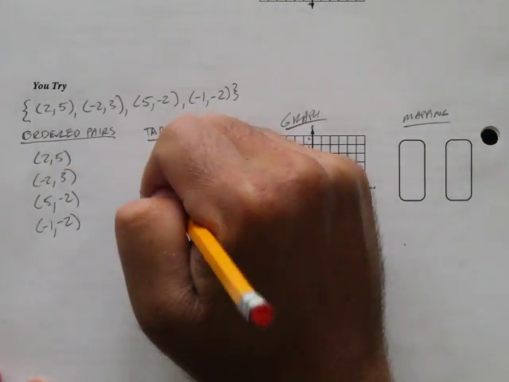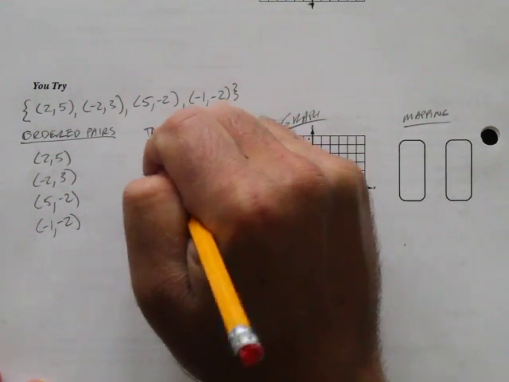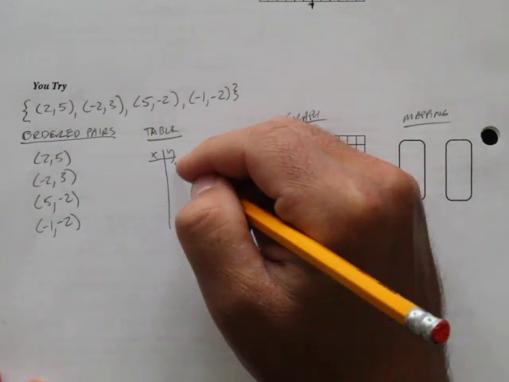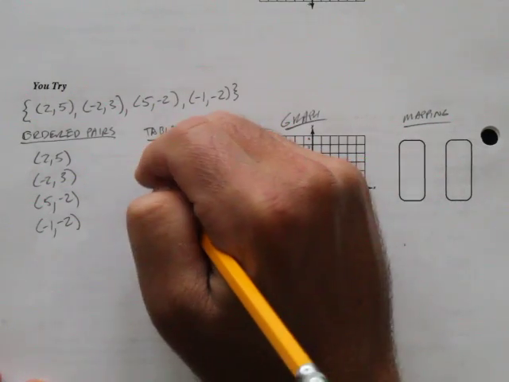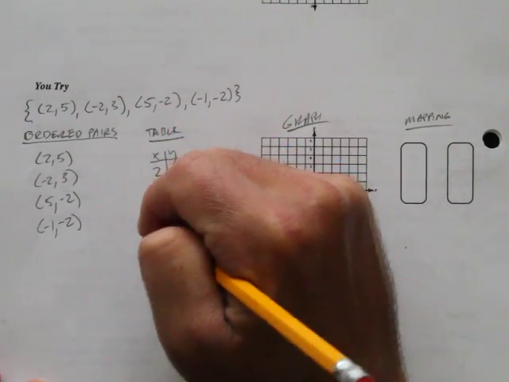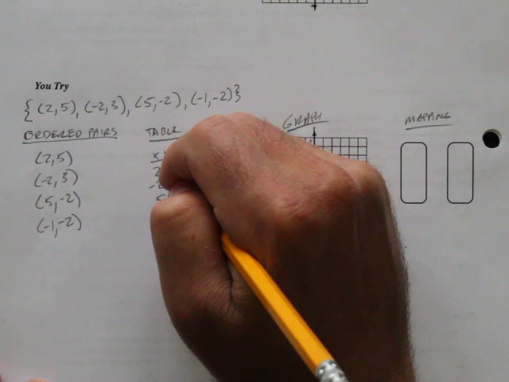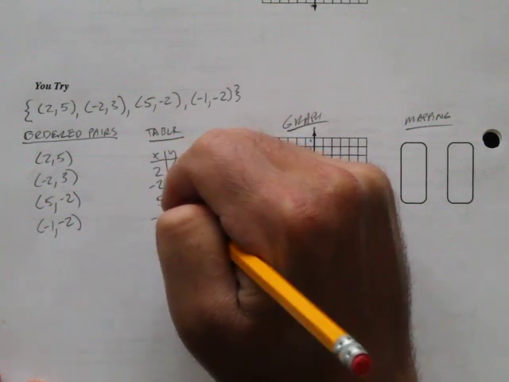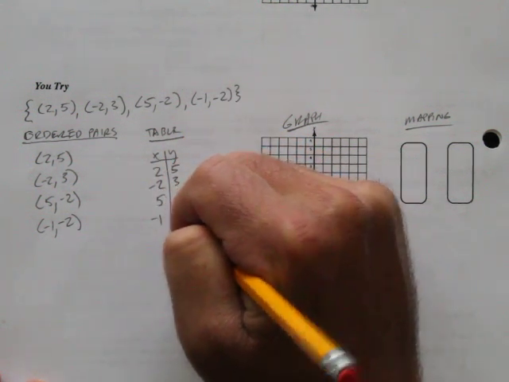Now I'm going to do a t-table, x and y, put my x values down here and my corresponding y values here. So 2, -2, 5, -1. My y values are 5, 3, -2, and -2.